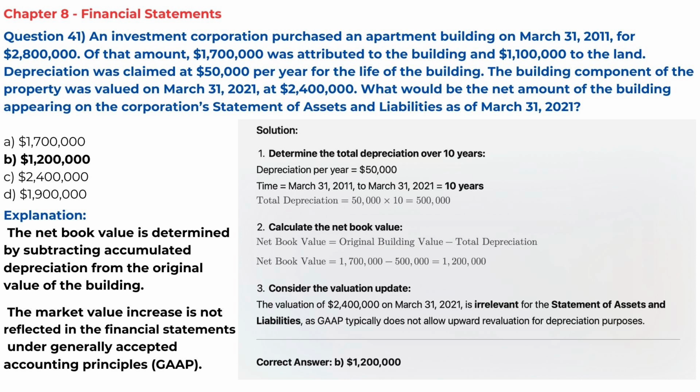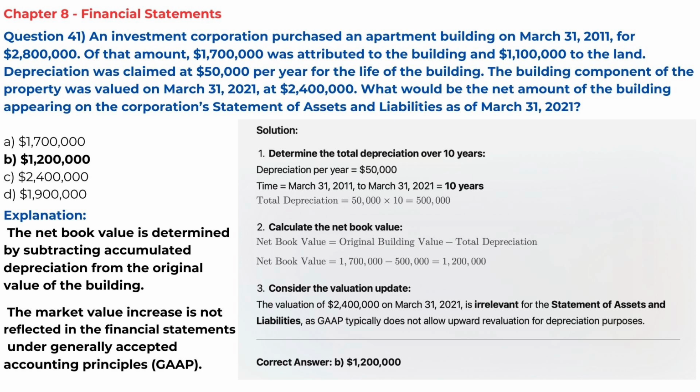$1,200,000. Solution: Step 1. Determine the total depreciation over 10 years. Depreciation per year equals $50,000. Time equals March 31, 2011 to March 31, 2021, which is 10 years. Total depreciation equals 50,000 times 10 equals 500,000. Step 2. Calculate the net book value. Net book value equals original building value minus total depreciation. Net book value equals $1,700,000 minus $500,000 equals $1,200,000.